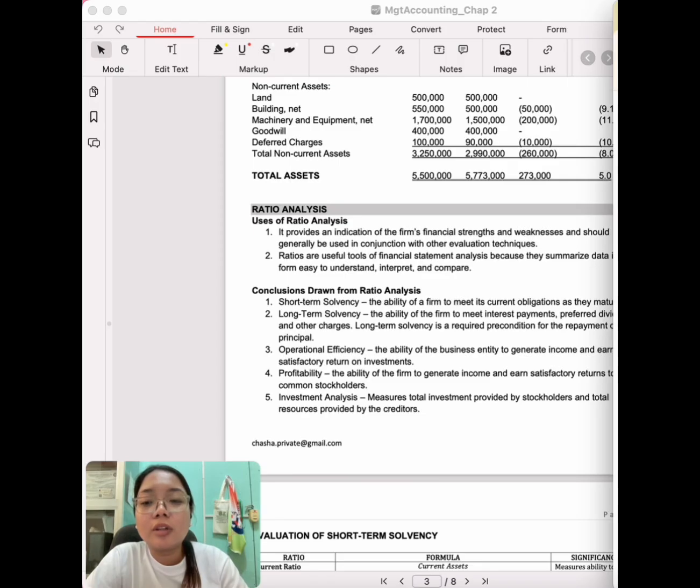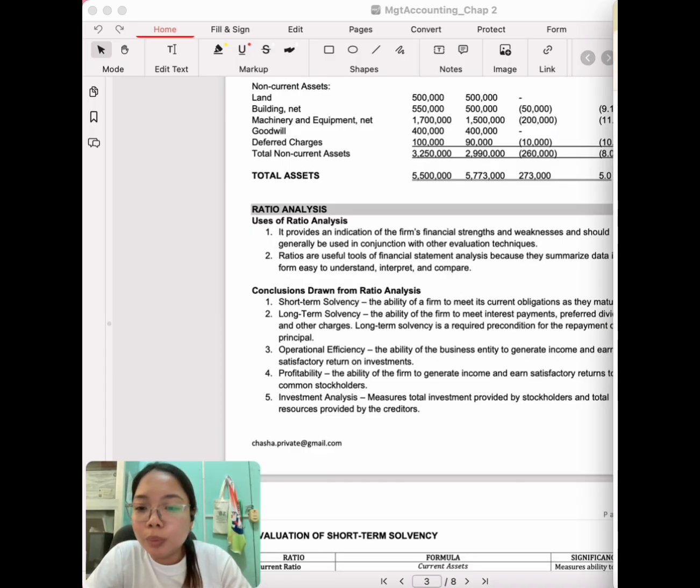Okay, so for short-term solvency, this is the ability of a firm to meet its current obligations as they mature. So, ang tanong dito is, can the company pay its current obligations when they become due? Pag nag-deadline na, pag nag-due, mababayaran ba ng company yung mga obligasyon na yun or hindi? Yun yung short-term solvency. And makikita natin yon using the ratio analysis.